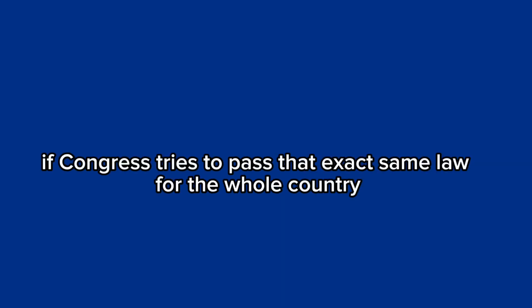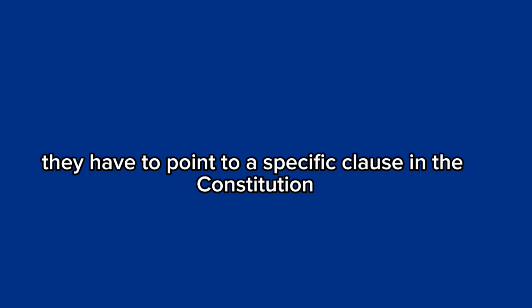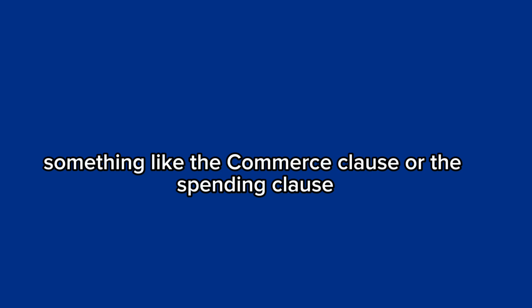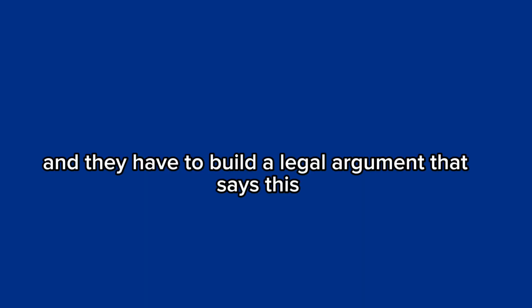Right. But if Congress tries to pass that exact same law for the whole country, they can't just say, well, we think this is a good idea. No, they have to do more. They have to point to a specific clause in the Constitution, something like the Commerce Clause or the Spending Clause. And they have to build a legal argument that says, this is our constitutional hook. This is why we have the authority to do this.